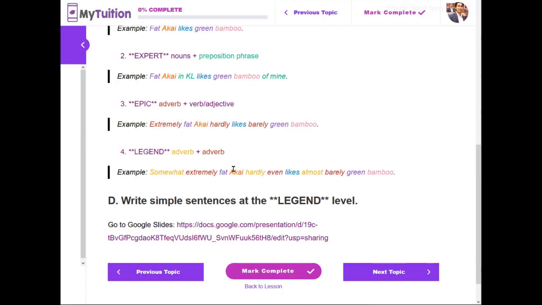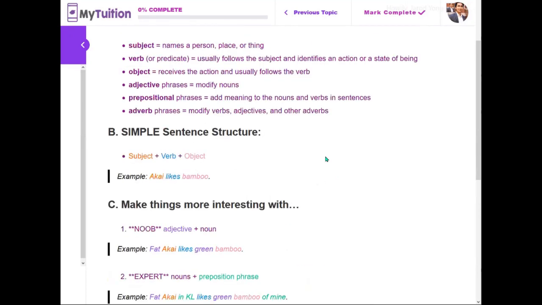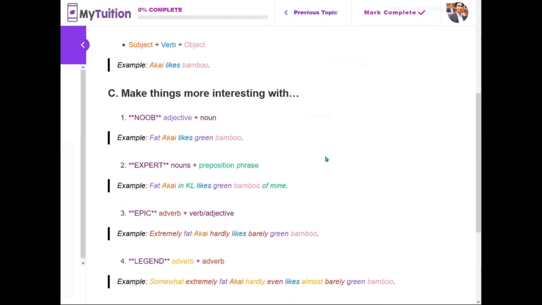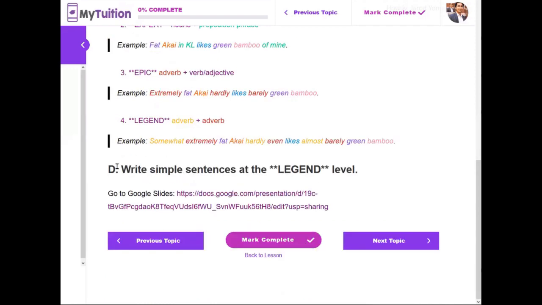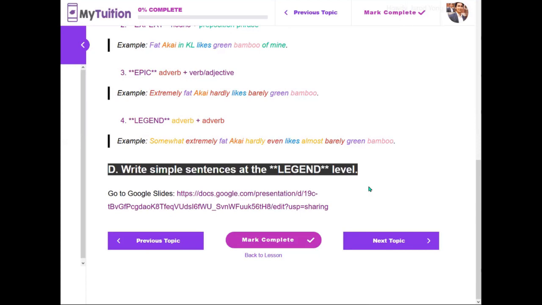So, extremely fat Akai hardly even likes. So that means that he doesn't really like it at all. Like what? Almost barely green bamboo. Even with simple sentences like these, you can really get deep and you can write really interesting simple sentences. We are going to practice writing simple sentences at the legend level.